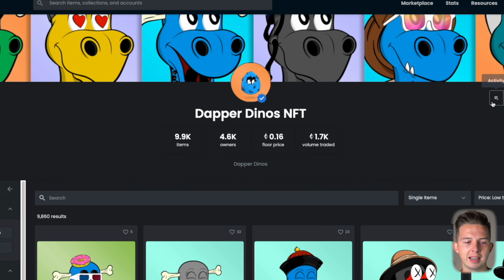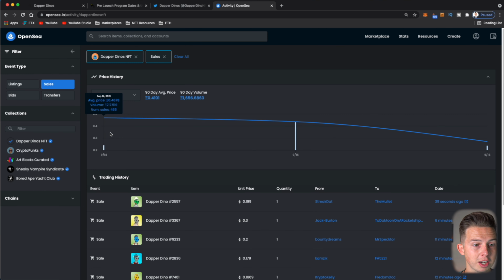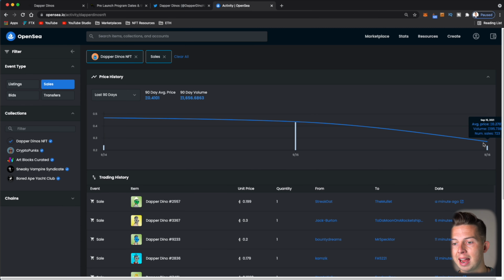If we go in here to the analytics, we can see the price history. On launch day and around launch day, the average price was 0.4678 Ethereum, and then dropped down to 0.43 Ethereum. Now, as of yesterday, it's 0.27 Ethereum. And I suspect once we get the data for today, it's gonna be even lower.